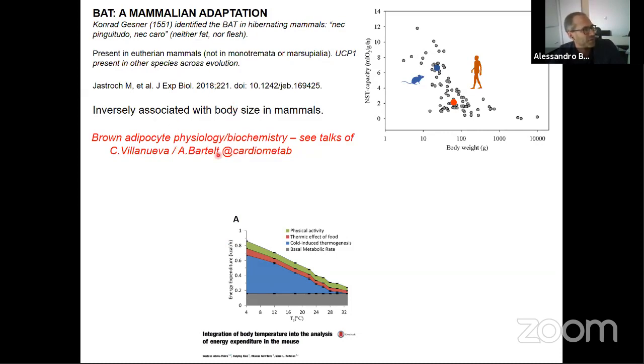A few weeks ago, we had a wonderful set of talks by Claudio Villanueva and Alexander Baltelt. I'm not going to repeat all the beautiful cell physiology and biochemistry that they highlighted, but I want to point to some physiological roles of the brown adipose tissue which are important for this talk. First of all, its differentiation, amount, and function are inversely associated with body size. And there is a striking difference, for example, between rodents and humans in terms of the recruitment of this organ.